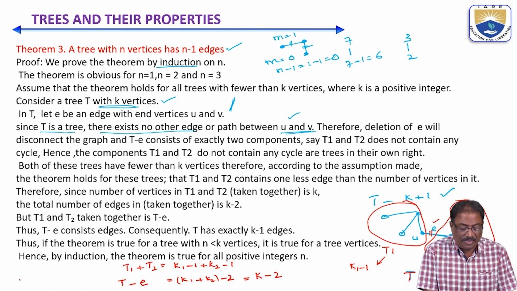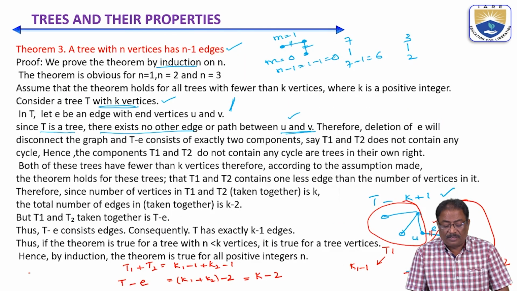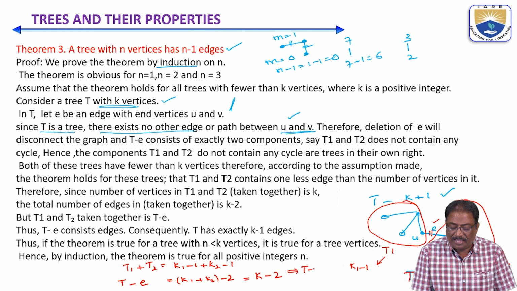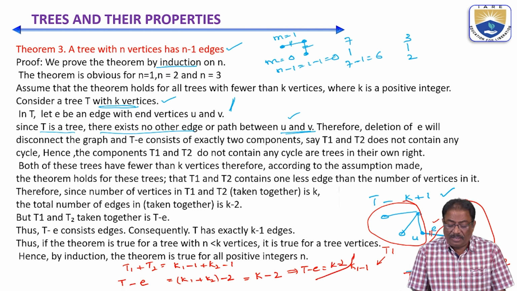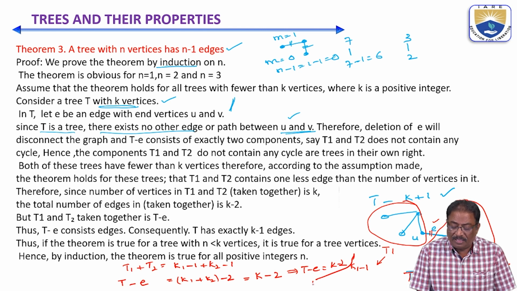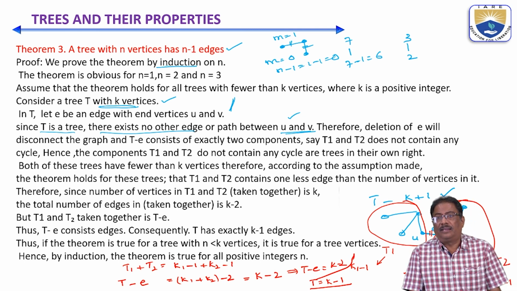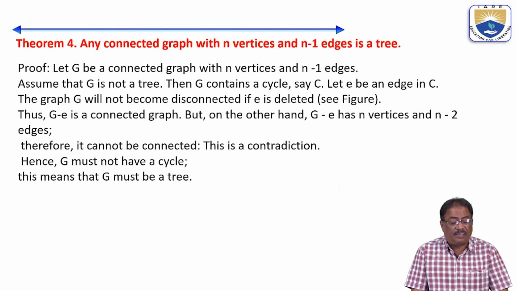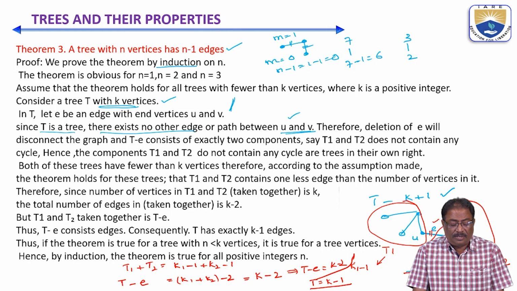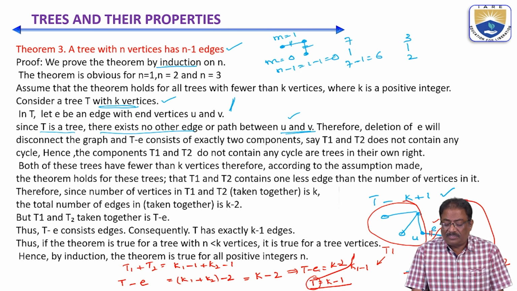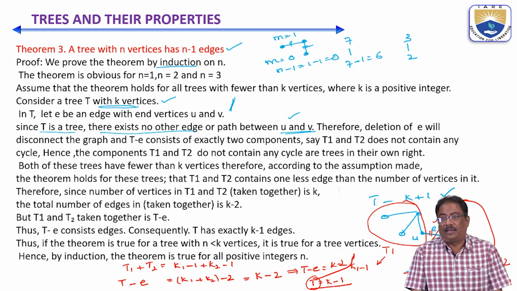So the number of edges in T minus E is equal to k minus 2. Whenever T minus E has k minus 2 edges, then T, taking this edge to that side, automatically has k minus 1 edges. So what do I get? T is nothing but the tree which is having k plus 1 vertices.